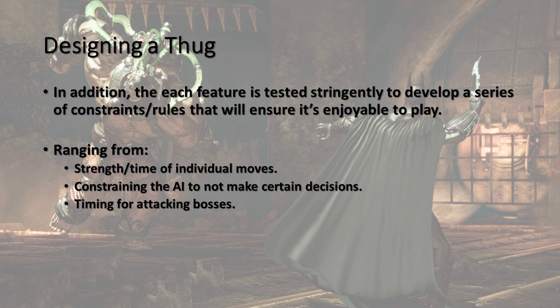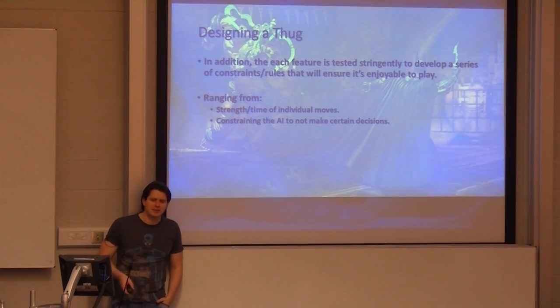Also, you want to constrain the AI to not make certain decisions. And that sounds a little bit weird, but as I've alluded to in my AI class, the thing about artificial intelligence in video games is you kind of want it to be a bit of an idiot, which flies in the face of how AI works, right? It's supposed to be these super intelligent systems that are going to take over the earth and we're going to die in nuclear fire and blah, blah, blah.